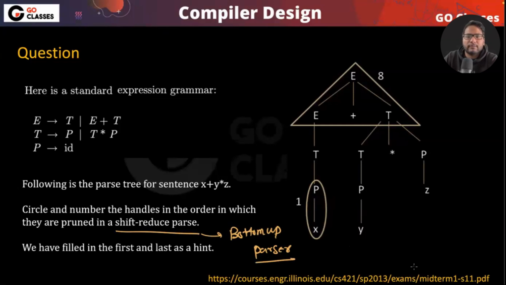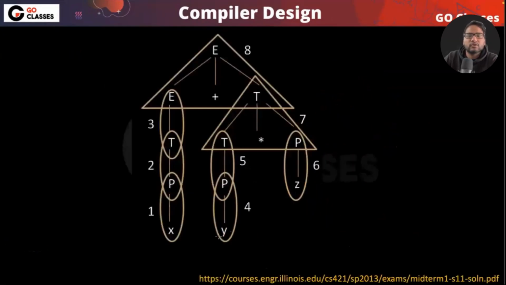Okay, great. So this is the answer, right? So you can tell the handle number. This was the first handle, this was the second, this was the third. Now can you feel a little bit, what is given to the bottom up parser? X plus Y into Z, isn't it? It was given to the bottom up parser, or E was given. Will the bottom up parser start from E? No, right? It will start from X plus Y into Z, isn't it?